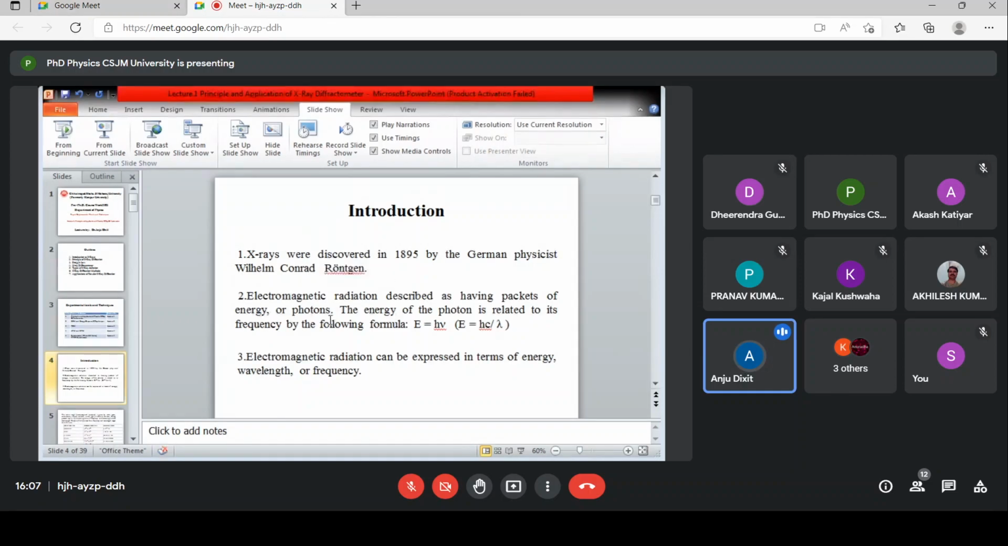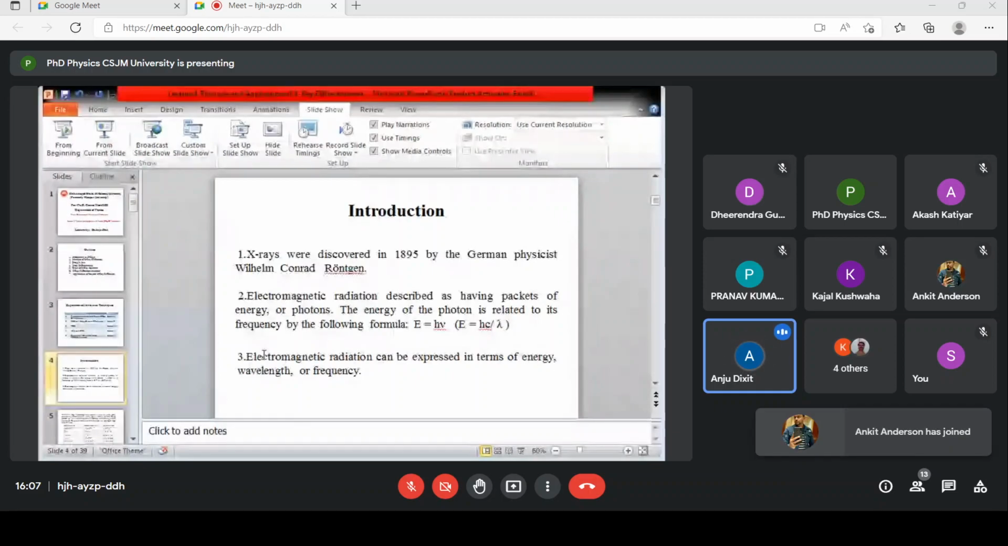photons, and obviously it is represented by E equal to h mu, where E is the energy, h is Planck's constant and mu is the frequency. Further we can convert it into wavelength, that is E equal to hc upon lambda. So we can present our electromagnetic spectrum in all these 3 terms: frequency, wavelength and energy. Energy and wavelength have an inverse relation. So electromagnetic radiation can be expressed in terms of energy, wavelength or frequency. I am moving forward.